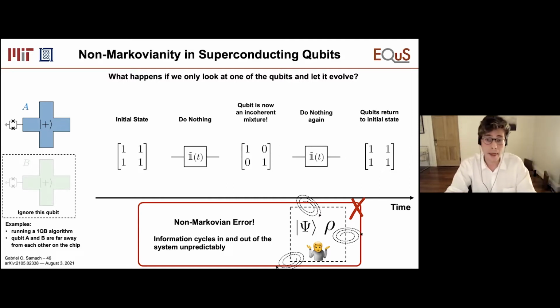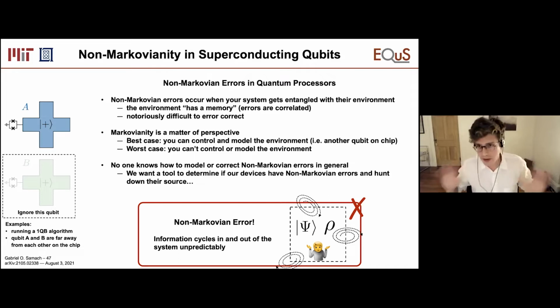So to give you the bullet points of what I mean by non-Markovianity in this talk: non-Markovian errors, you can think about them as occurring when your system gets entangled with its environment. This is commonly referred to as the environment having a memory, or saying that the errors are correlated. And these can be notoriously difficult to error correct on real devices.